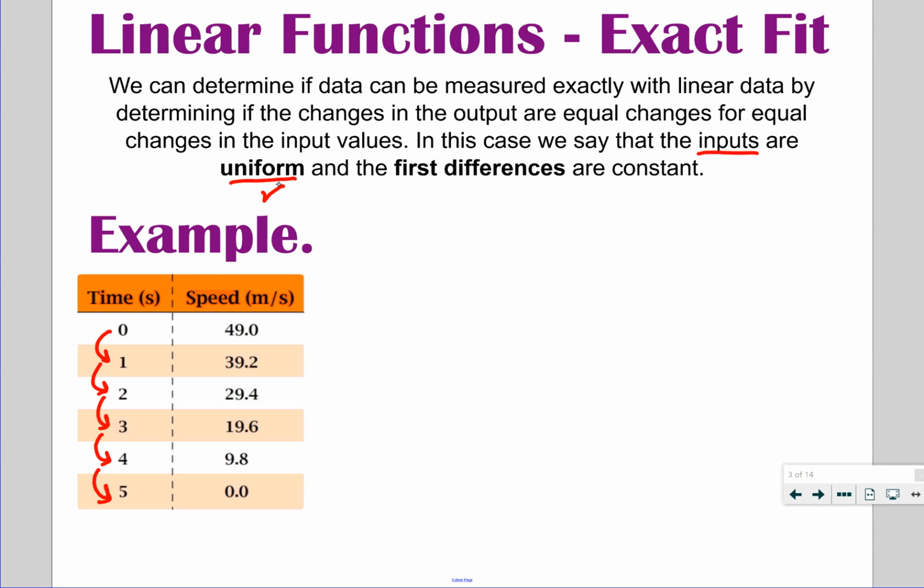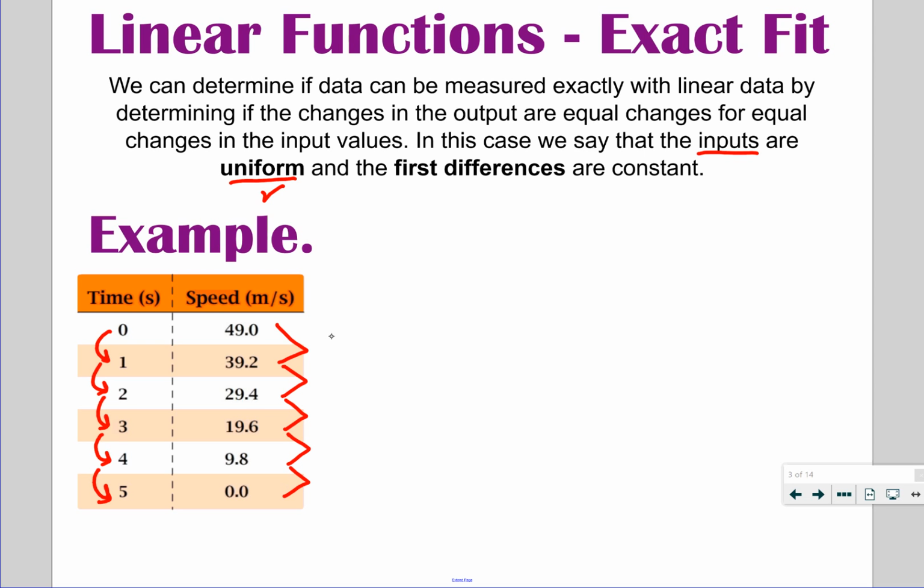Now, if I went from 0 to 2, and then 2 to 5, and then 5 to 6, we would not have uniform inputs, and we would not be able to use this method to determine if we have a linear function that's exact fit. Then, if you feel like you have uniform inputs, you are going to look at the outputs. And we're going to find what we call the first differences in the outputs.